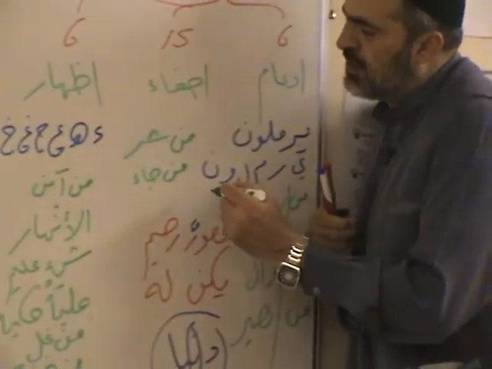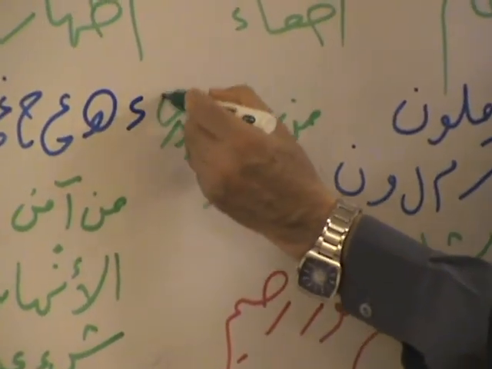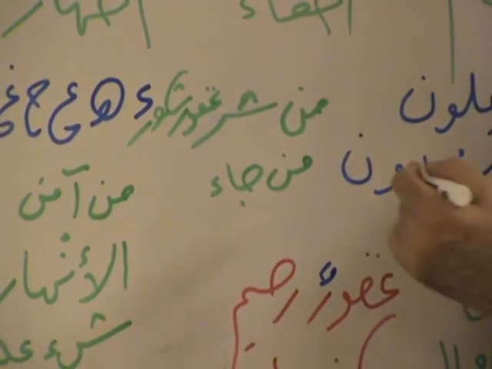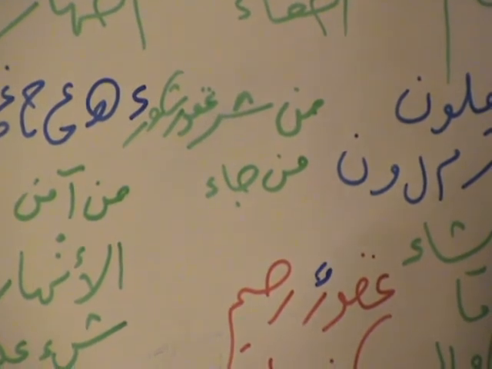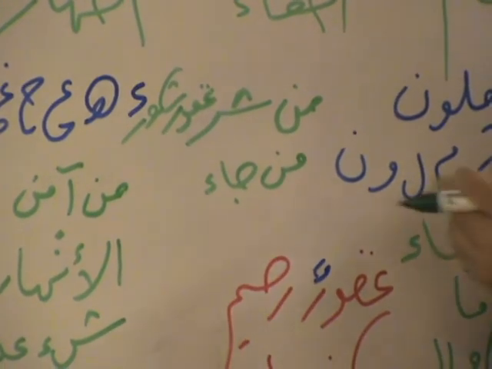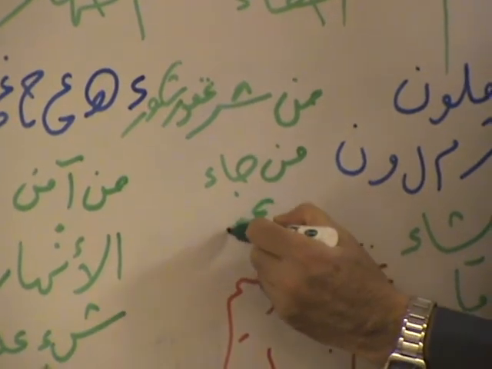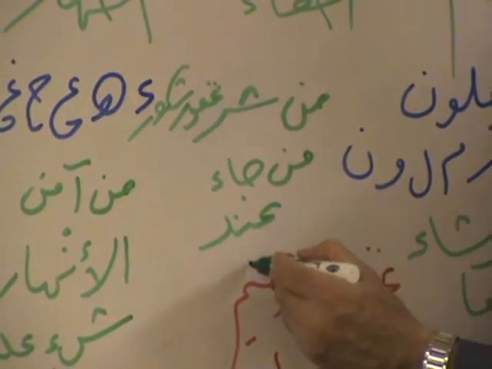غفور شكور. This again is sheen. غفور شكور. Blocked now. Okay. عند. This is the noon. عند. من تاب.